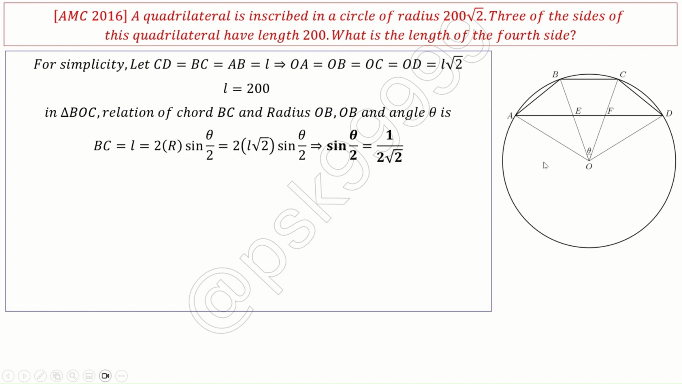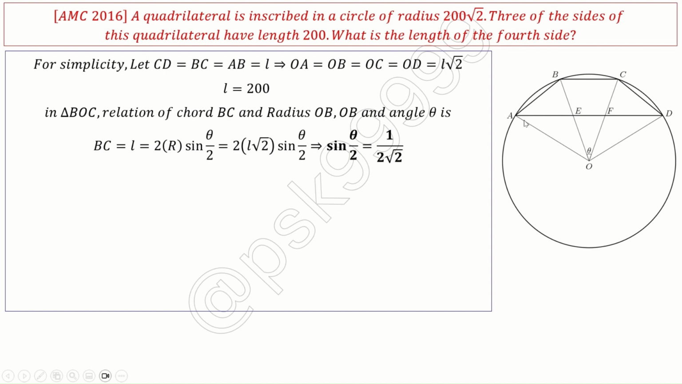In BOC, if I apply the relation of chord BC and radius OB, sorry, radius OC, and angle theta, chord length BC, which is L, is equal to 2 times R sine theta by 2. That is 2 times radius BO times sine theta by 2, which is 2 times L root 2 sine theta by 2. From this I can get my sine theta by 2. Sine theta by 2 is equal to 1 by 2 root 2. This is very simple. Now I have my sine theta by 2.